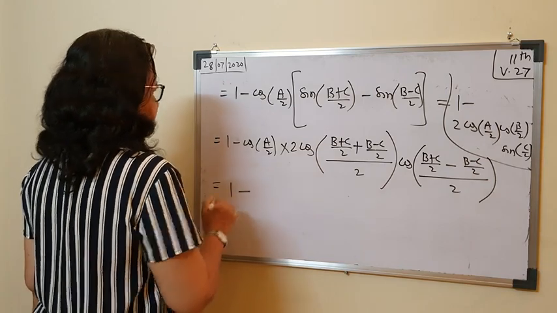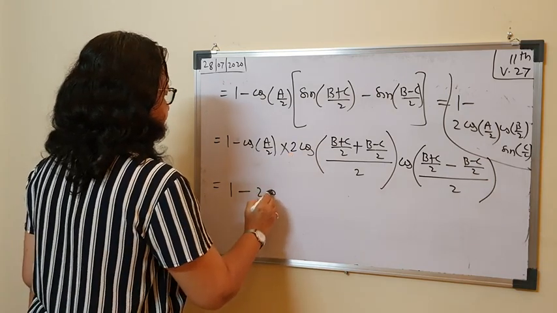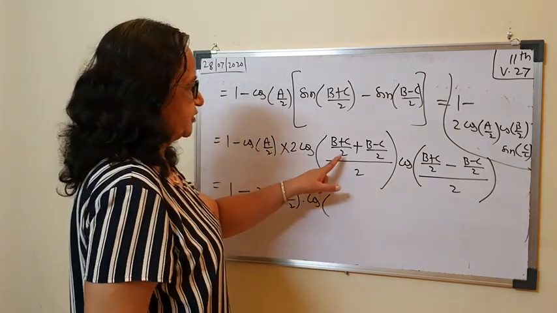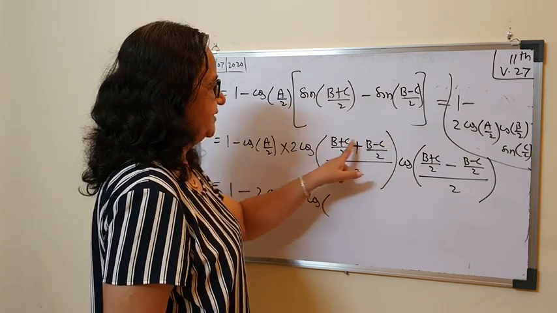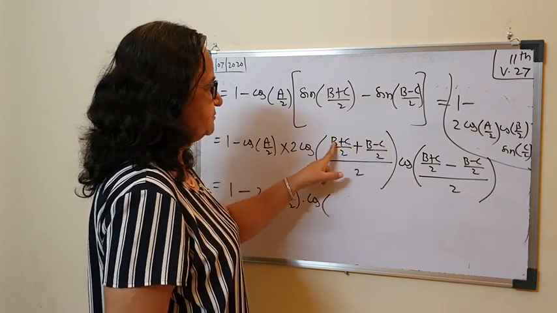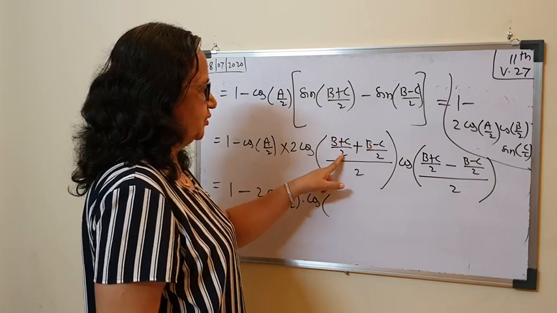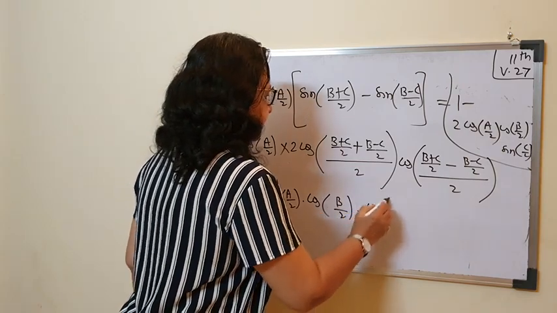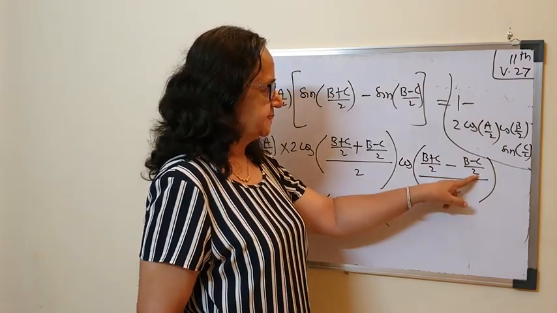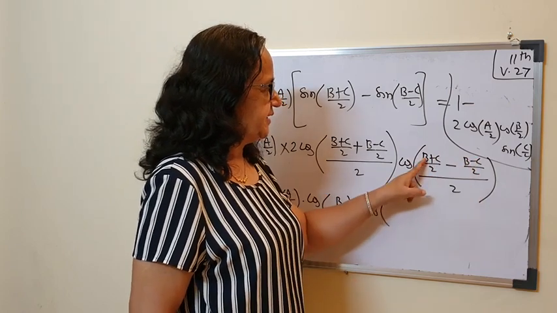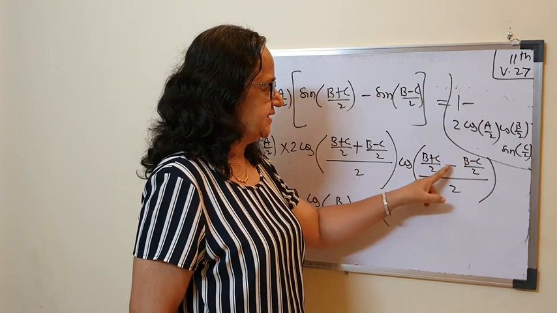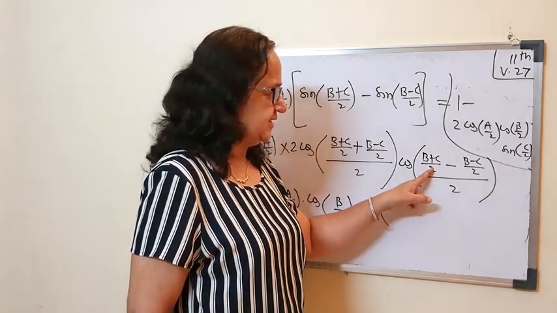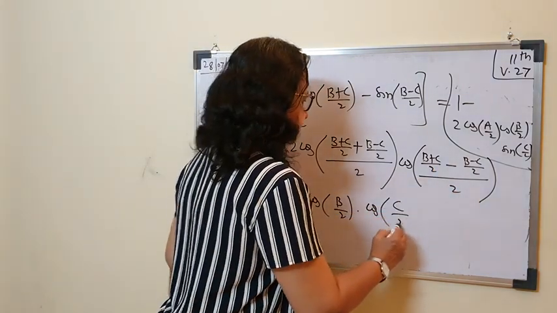So you got 1 minus, this is 2 cos A by 2 into cos. 2 is the denominator LCM. When you add, plus C and minus C are gone. B plus B, 2B upon 2, that makes it B and divided by 2. So B by 2. Here again 2 is the LCM. If you add the numerators, you get B and minus B will get cancelled. C minus of minus plus C, C plus C, 2C upon 2, C whole thing upon 2. So it is C by 2.